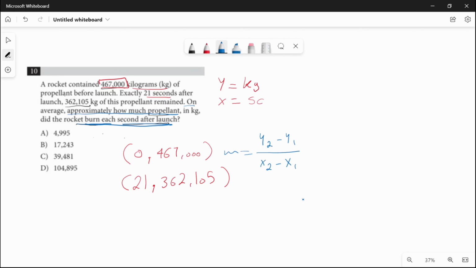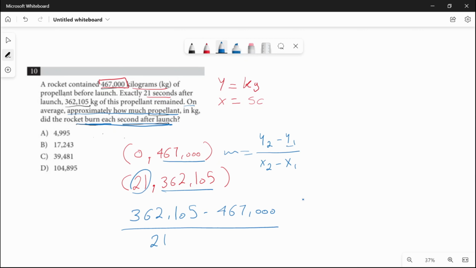Now y2 is the same as this value here, and y1 is similar to that one. x2 is equal to 21 and x1 is equal to 0. Plugging these values into your calculator, you will get 4,995, and that's the value that this rocket burns each second. So the answer for this question is choice A.